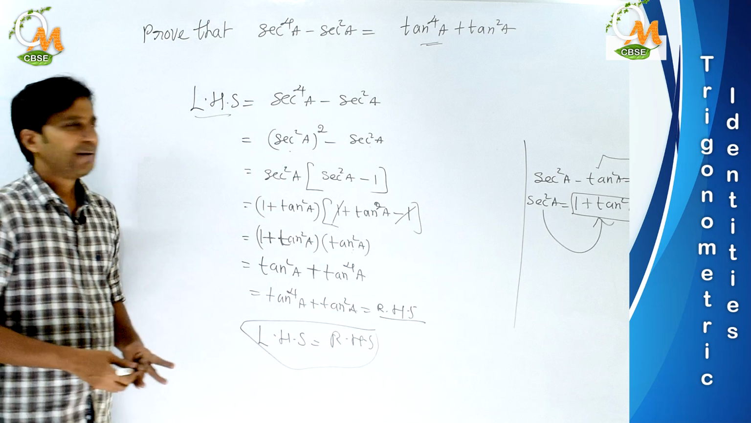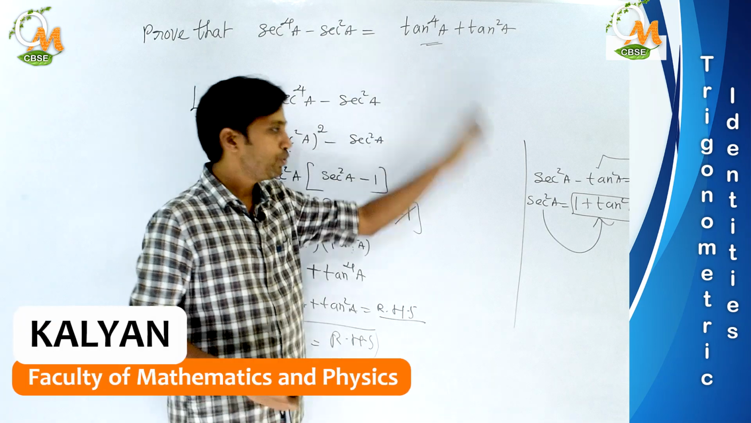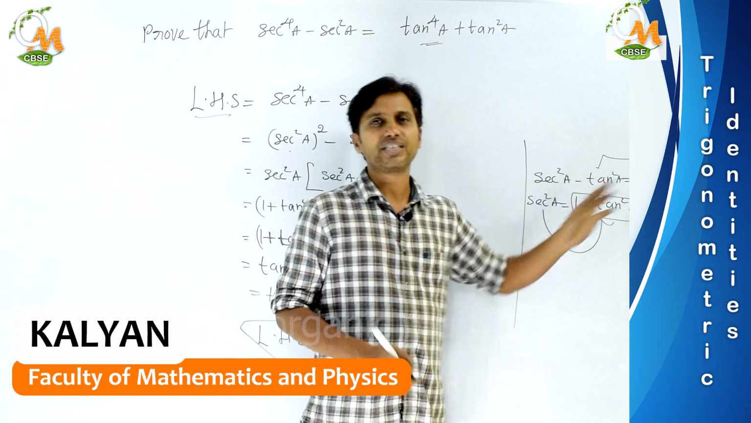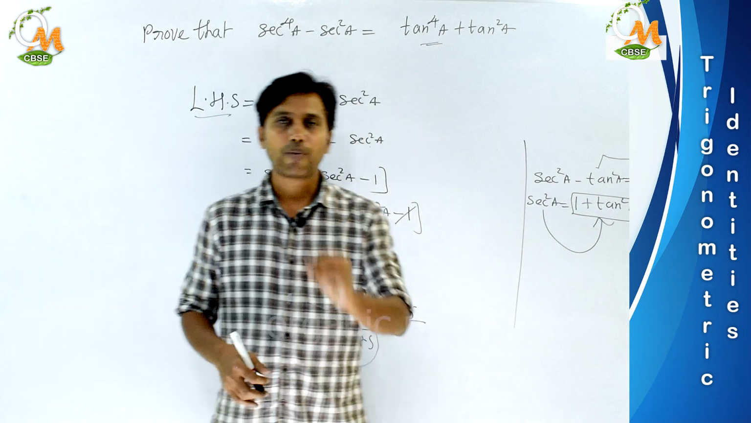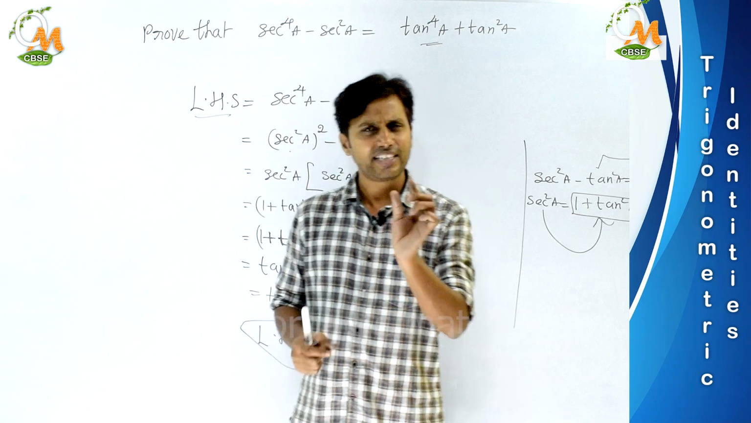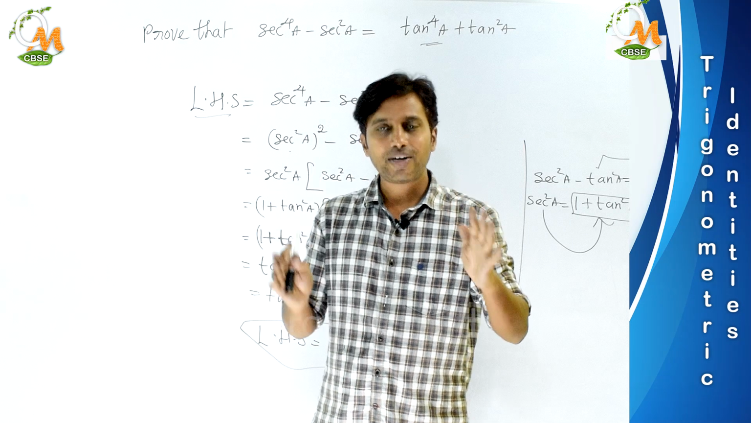We could prove it by just converting secant terms into tan terms by using secant square theta minus tan square theta equal to 1. Like this, we can prove each and every problem of trigonometric identities. Little bit of adjustments are required, and you need to focus and be smart while doing the answer for that.